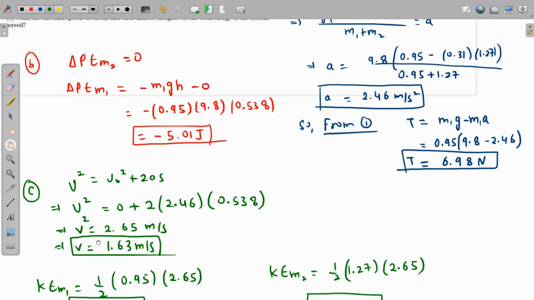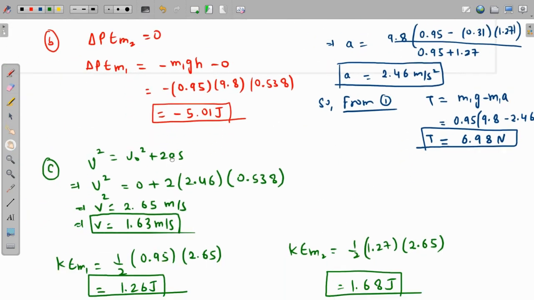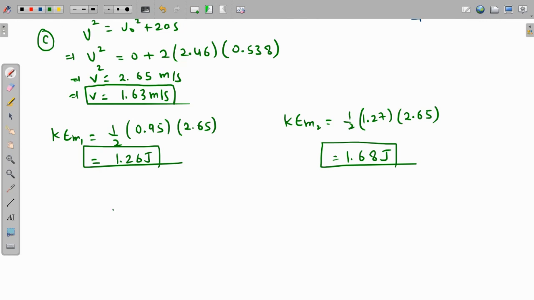It also asks if the total energy is conserved. So no, the total energy is not conserved, since there is a frictional force. Because of the friction force over here, which is an external force, the total energy of the system is not conserved.